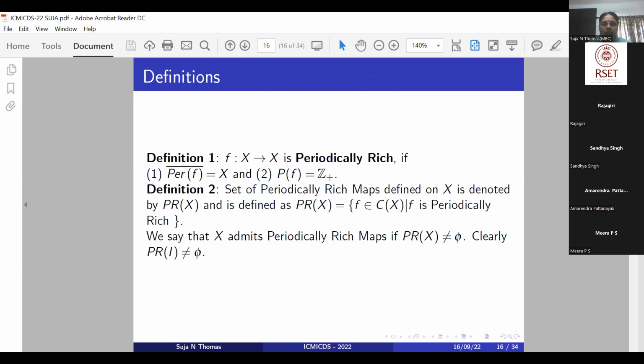So we define a periodically rich map as a map with both P(f) equal to Z plus and Per(f) closure equal to X. The set of periodically rich maps defined on X is denoted by PR(X). We say that X admits periodically rich maps if PR(X) is not empty. Clearly, PR(I) is not empty because a tent map is there.